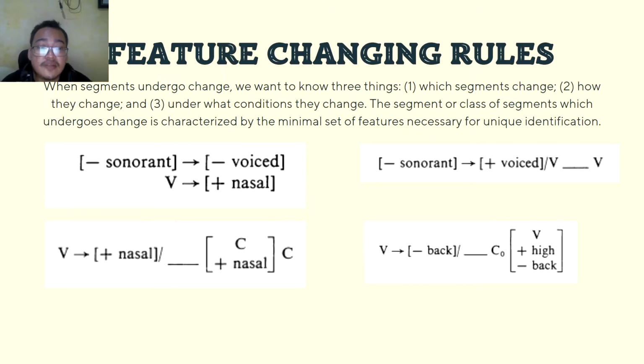for unique identification. Examples like these four: minus sonorant becomes minus voice, vowels become plus nasal, and then minus sonorant in here becomes plus voice, and then in here vowels become plus nasal in the environment of consonant plus nasal, and then vowels become minus back in the environment of consonant, and 0 becomes vowels plus high minus back.